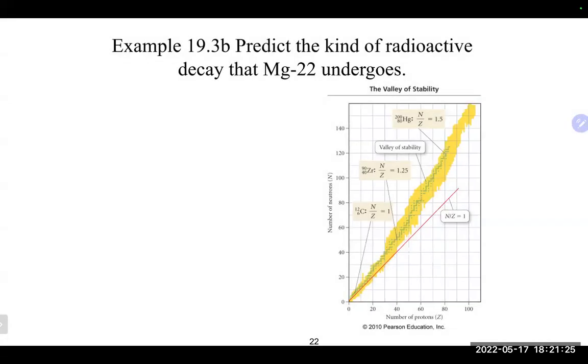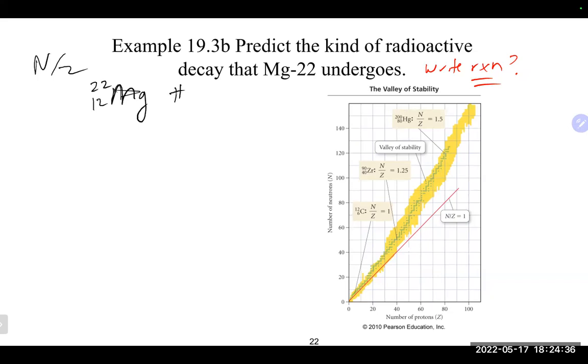So why don't you try one? Predict the kind of radioactive decay that magnesium-22 will undergo, and why don't you write the reaction? Let's take a look. So obviously here we're going to look for our neutron to proton ratio. So once again, magnesium-22, and we could get from the periodic table that it is number 12.